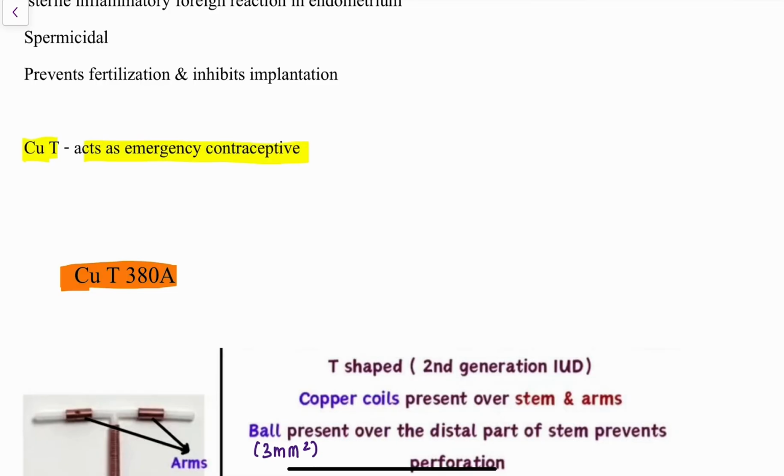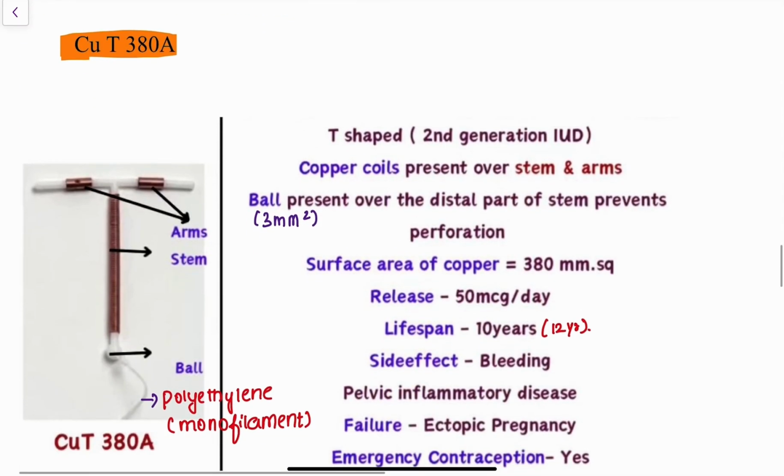And the most important point with respect to copper T is that copper T can be used as an emergency contraceptive agent. An emergency contraceptive agent is that particular agent which an intending couple is going to use after having unprotected intercourse, right? Immediately after unprotected intercourse, if they don't want to conceive, they have to take emergency contraception within 48 to 72 hours. So one among these emergency contraceptive agents is this copper T. Clear? Yes. So now moving on to the details of copper T.